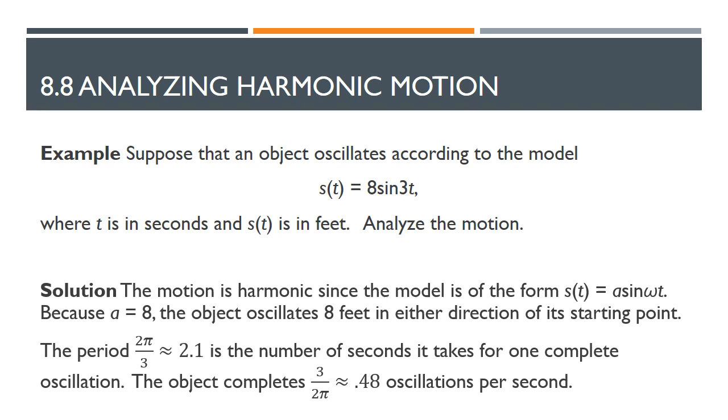The period is 2 pi over omega, which is 2 pi over 3, or about 2.1, and that's how many seconds it takes to complete one complete cycle. And then we flip that upside down and we do 3 over 2 pi, or you could do 1 over 2.1, and that gives us 0.48 oscillations per second. So every second it's going through 0.48, almost half of one of these oscillations.